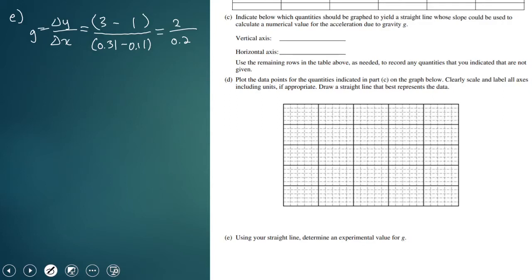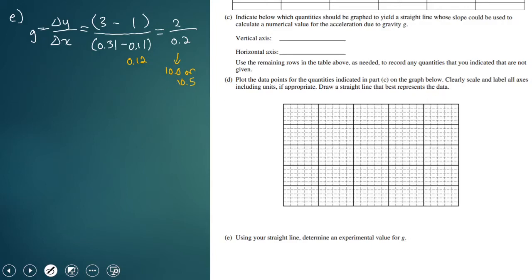Which is 10. And if I decided to do 0.12, so 0.31 minus 0.12, and then 2 divided by that, I get 10.5. So depending on how you interpret it, it could be 0.11 or 0.12. So you would get 10 or 10.5. So I believe anything within that range would suffice depending on how close your points were.